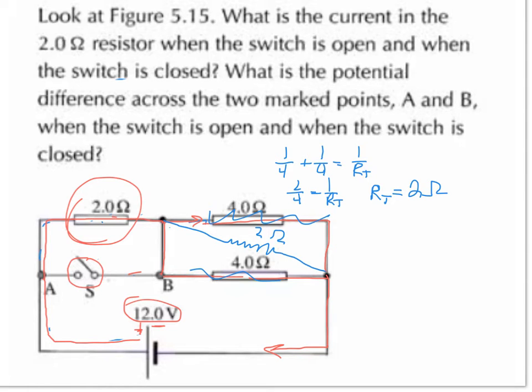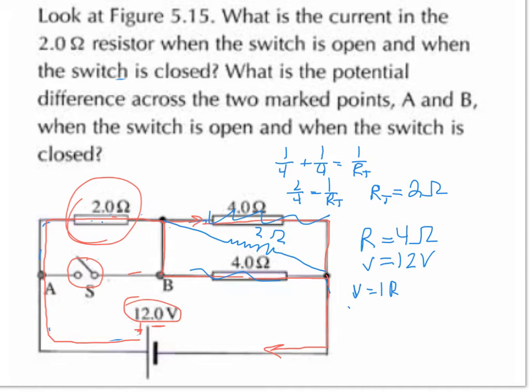That gives me a total of 4 ohms going through the whole circuit there. So the total resistance of the circuit is 4 ohms. The potential difference for the whole circuit is 12 volts. And so then I can do V equals IR. Wow, I use this a lot, don't I? Yep, get used to it.